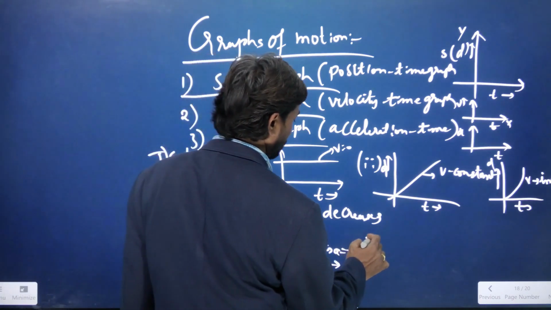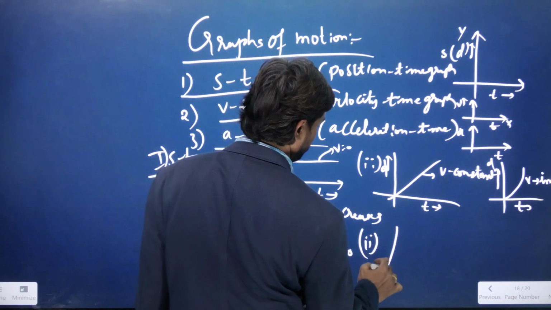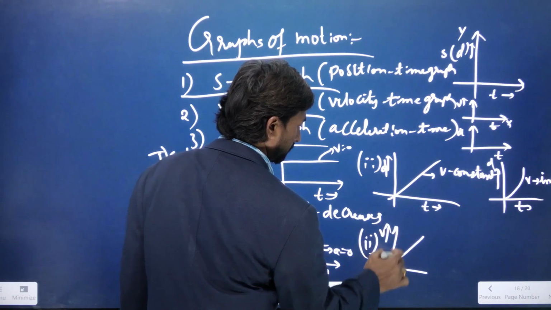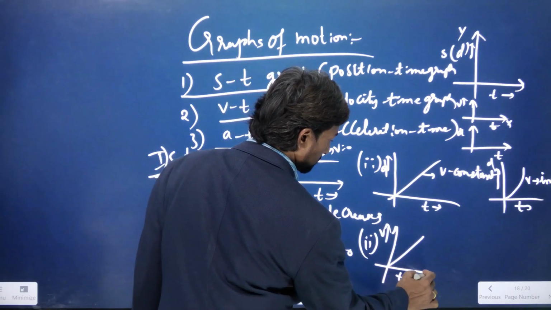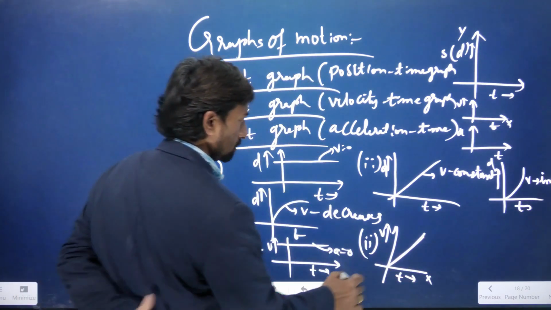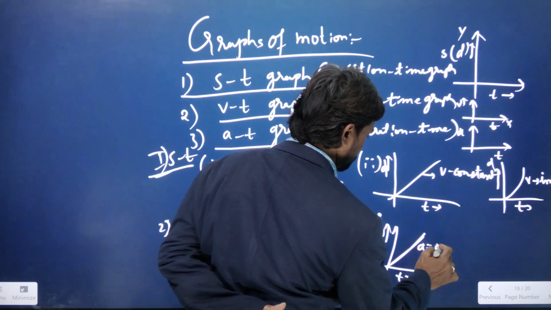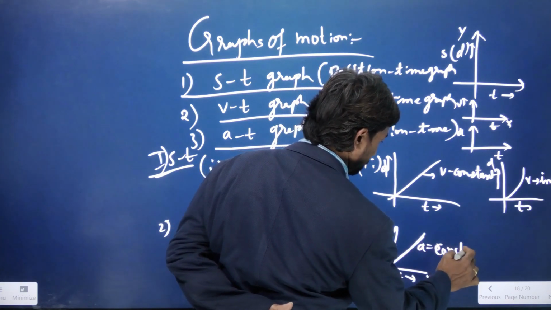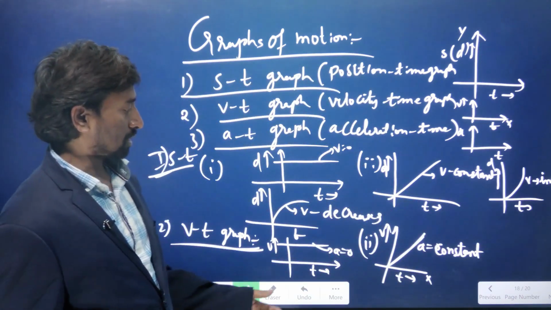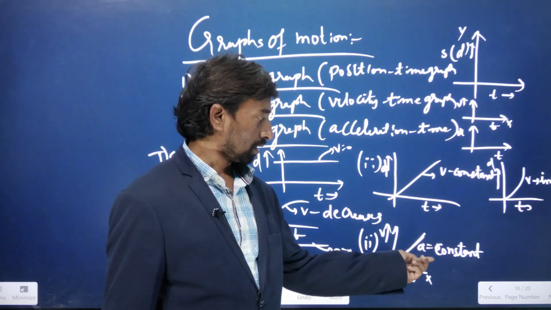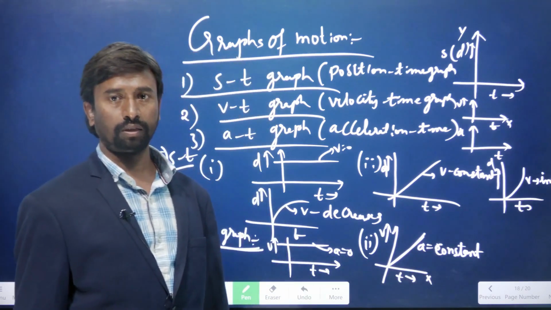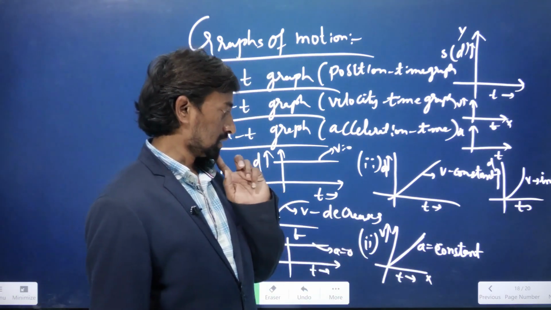And if it is moving with uniform acceleration, we'll get a straight line. On the y-axis we take v, and time is taken on the x-axis. We'll get a straight line passing through the origin. Here the acceleration is constant, which means it is moving with constant acceleration. In the previous class we saw the equations of motion. Those equations are valid only when the body is moving with constant acceleration. Only in that case can we write all the equations of motion.